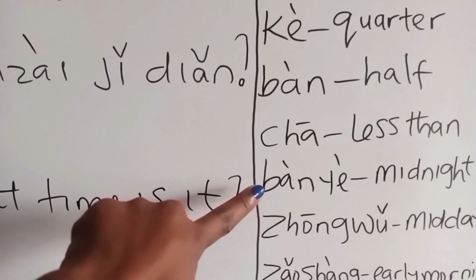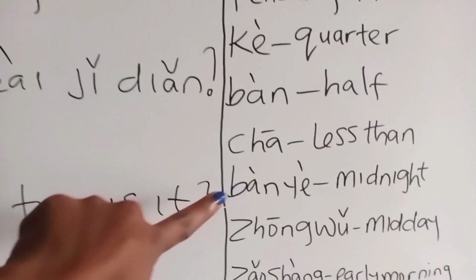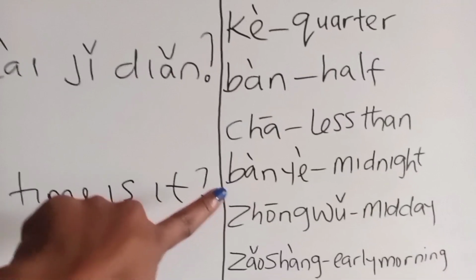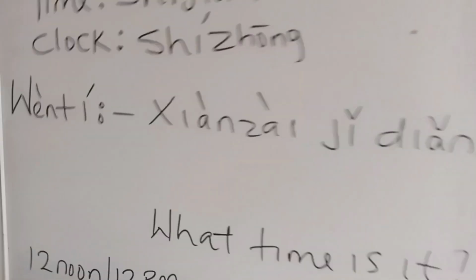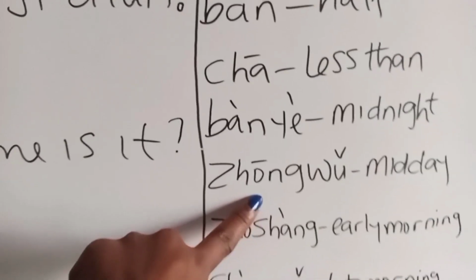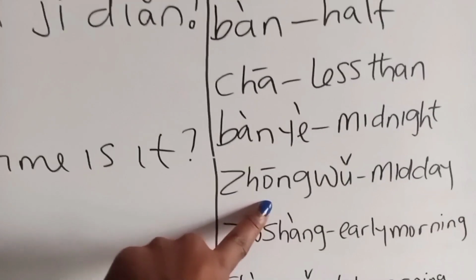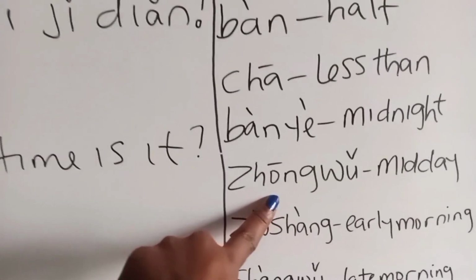Then this is 半夜. 半夜 is midnight. If you say 现在半夜, you're saying it's midnight. 中午 is midday or noon. If you say 现在中午, you are saying it's midday or it's noon.